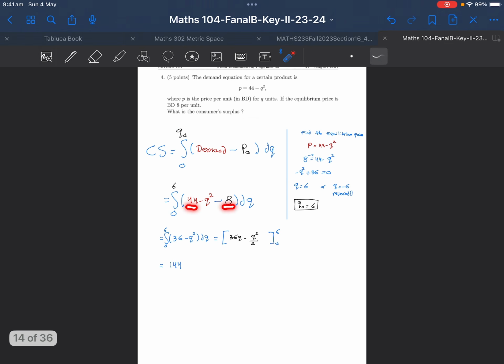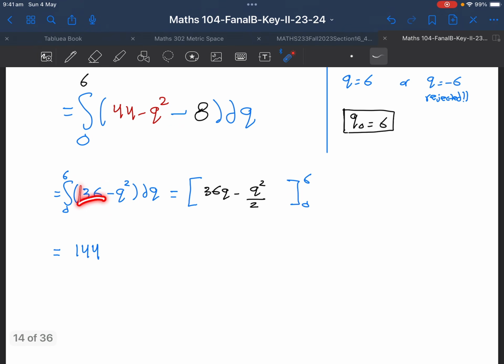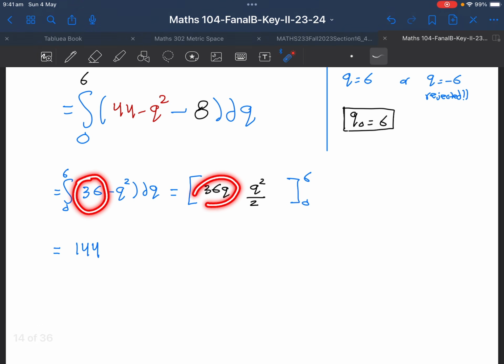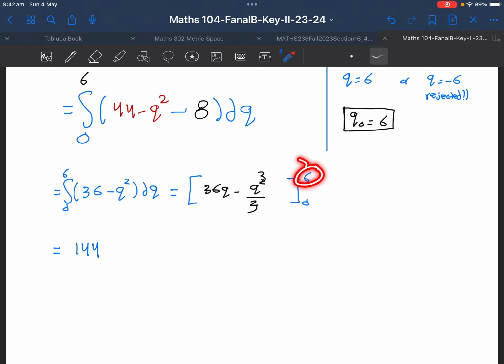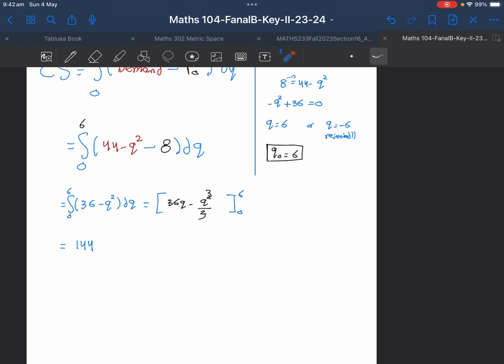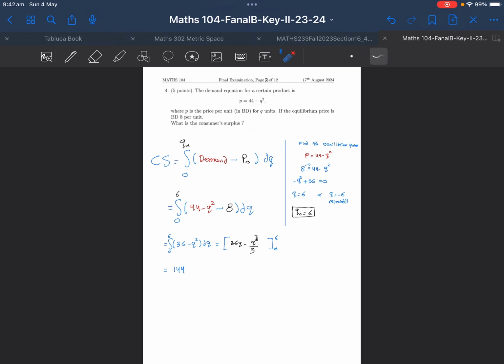I have 44 minus 8, I get 36. And then I do the integration of 36, which gives 36Q. If you do the integration of Q squared, you get Q cubed over 3. So just a typo here. And now the last step, you just substitute 6 instead of each Q you can find in the question. So just substitute 6, you get 144. That's question number 1 of the written part. Let me do the other question.